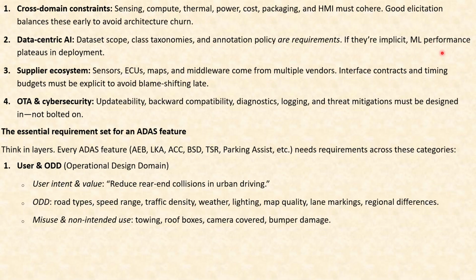Machine learning performance may hit a plateau in deployment if the data-centric scope and data-centric policy requirements are not explicit, if they are implicit or slightly vague or ambiguous. When it comes to the supplier ecosystem, sensors, ECU, maps, and middleware come from multiple vendors, so interface contracts and timing budgets must be explicit to avoid blame shifting late. Passing the buck to some vendor at a later stage can be avoided if the supplier ecosystem requirements are also clearly elicited.